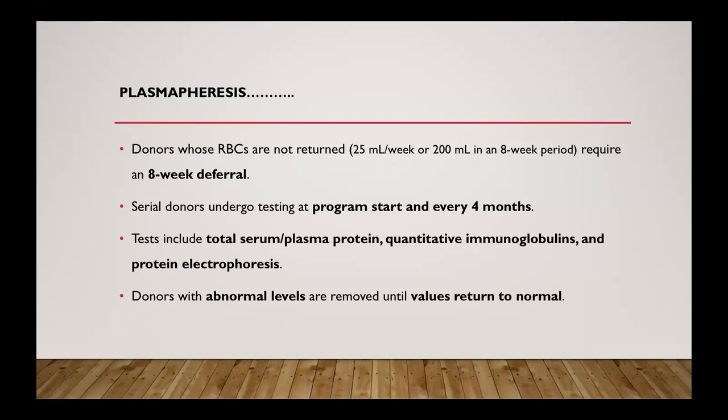Serial donors undergo testing at the program start, and also every 4 months. The special testing includes total serum and plasma protein, quantitative immunoglobulins, and protein electrophoresis. This is performed to ensure that their protein quantity is within normal limits. Donors with abnormal levels are removed until values return to normal.